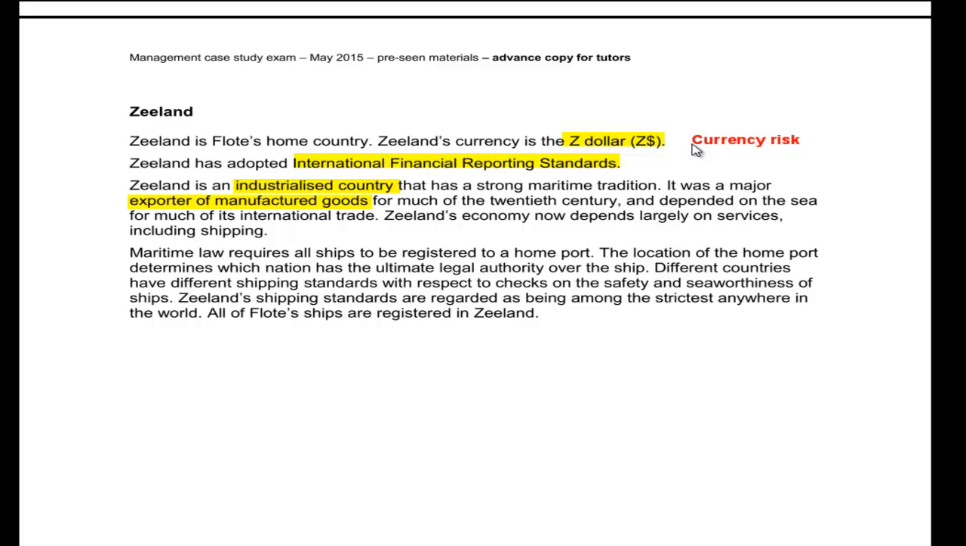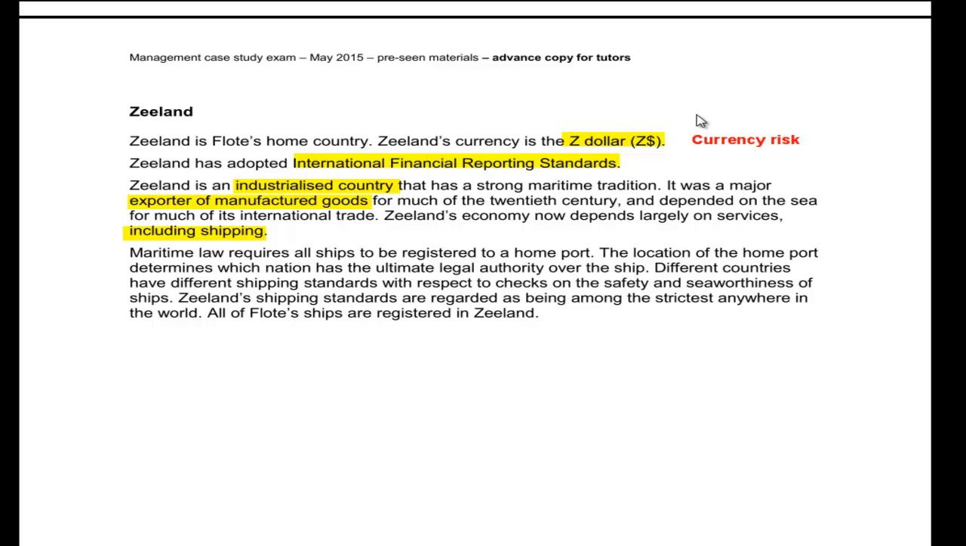Obviously, it says here that it was a major exporter for much of the 20th century. It makes no comment either way on whether it still is, but what we can see by looking into that is that it is a world player in this area, and that it's one of the key industries. It then goes on to say that it also depends largely on services such as shipping.